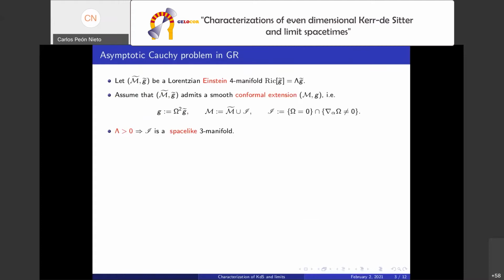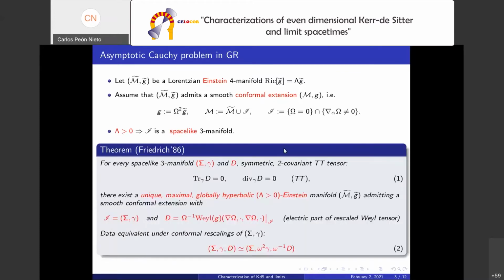So let (M tilde, g tilde) be a Lorentzian manifold in 4 dimensions, which is Einstein, and assume that (M tilde, g tilde) admits a smooth conformal extension, which is a conformal scaling of the metric, which is regular on a bigger manifold M tilde plus one hypersurface, which I will call scri. This hypersurface is the zero level set of the conformal factor where the gradient of the conformal factor doesn't vanish. And this represents infinity in a conformal sense. So for the positive cosmological constant case, this hypersurface scri is known to be a space-like hypersurface.